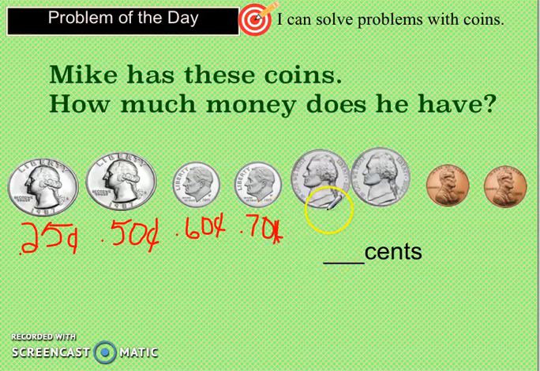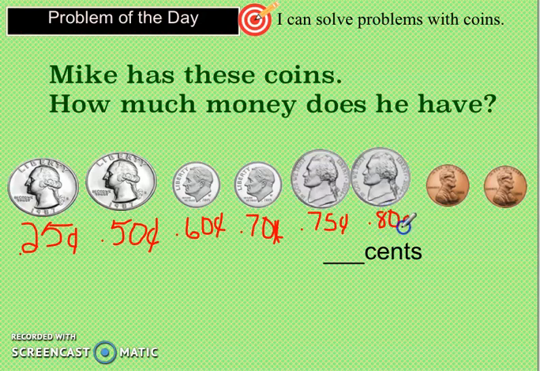All right. Then I have here a nickel. Now I'm going to add a nickel, which is 5 cents, to my 70 cents. That would be 75 cents. And then 75 cents plus another nickel, another 5 cents, would be 80 cents.